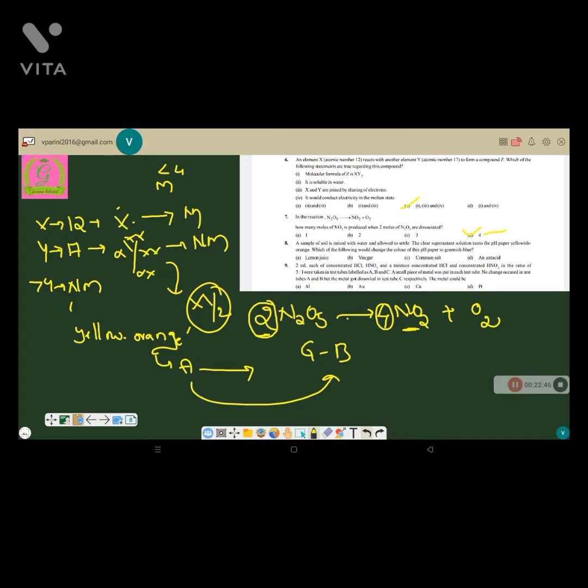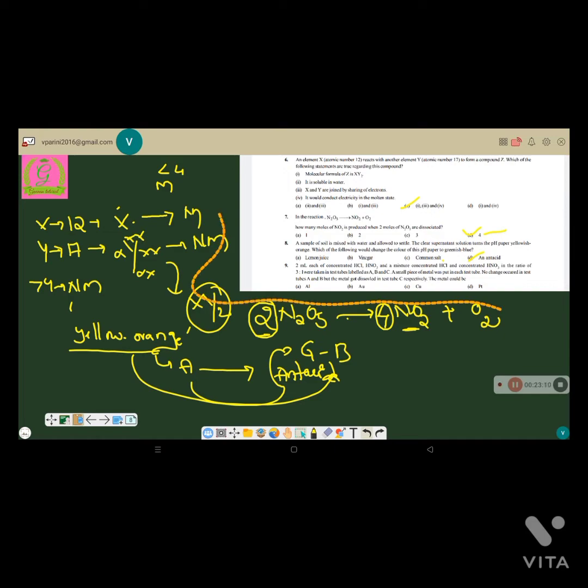So that's why we have to add a base. Lemon juice is an acid, vinegar is an acid, common salt is neutral, whereas you can add an antacid. If you add the antacid, the yellow orange color changes into green blue. The answer is D. Now we'll go to the next question.